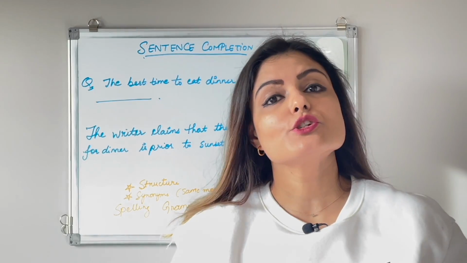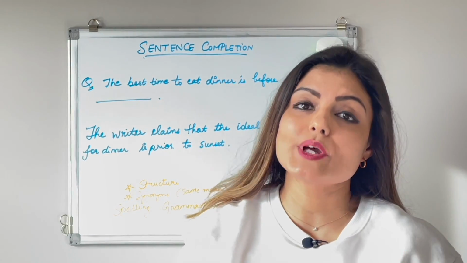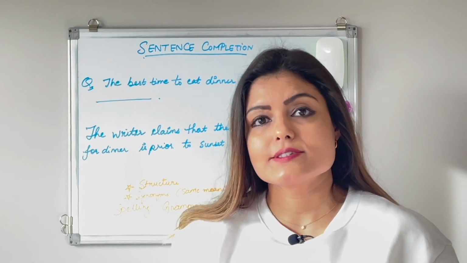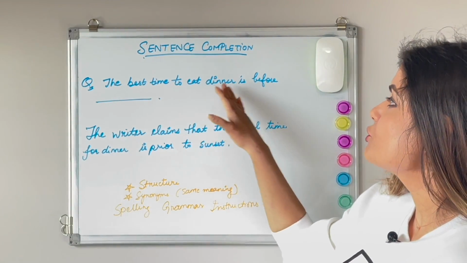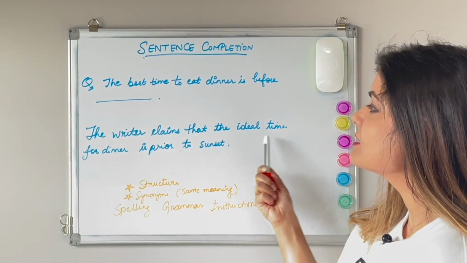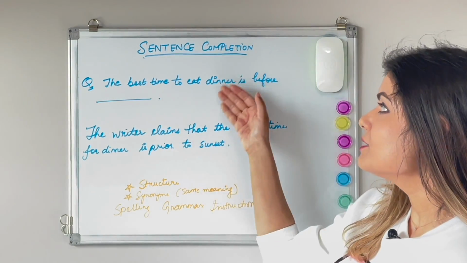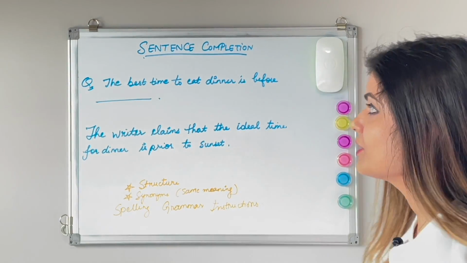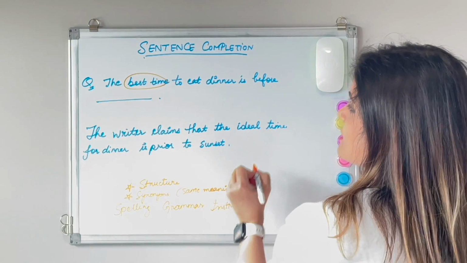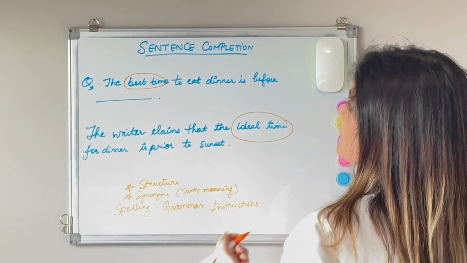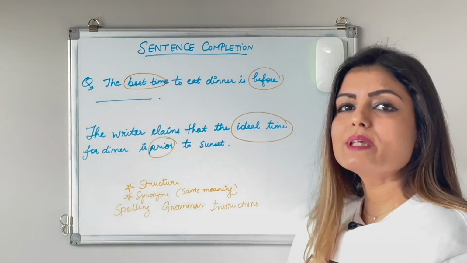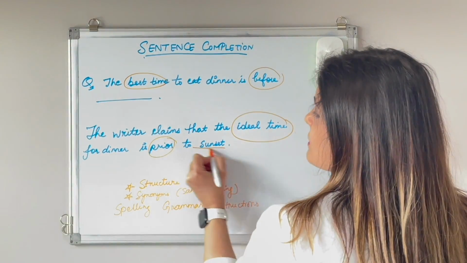So another thing that you might notice in the sentence completion question is that the question that has been asked to you is mentioned in the text or paragraph, but it's in a different format. For example, the question says the best time to eat dinner is before dash. Now, in the text, the line is given to you. The writer claims that the ideal time for dinner is prior to sunset. So it means the same, but the structure of the sentence is different and they have used different words as well. For example, instead of using best time in the text, they have used the word ideal time. And similarly, instead of using word before, they have used word prior. But both of these sentences mean the same. So the correct answer would be sunset.